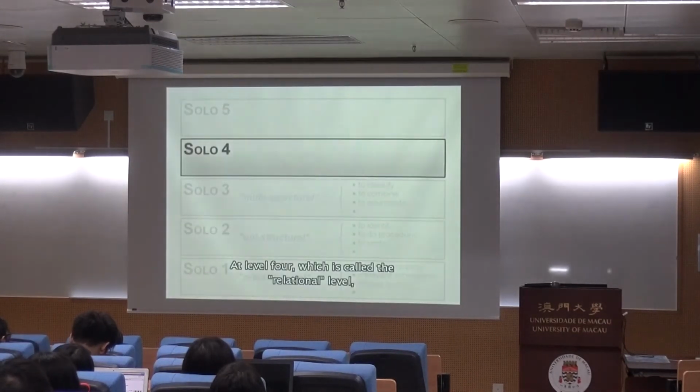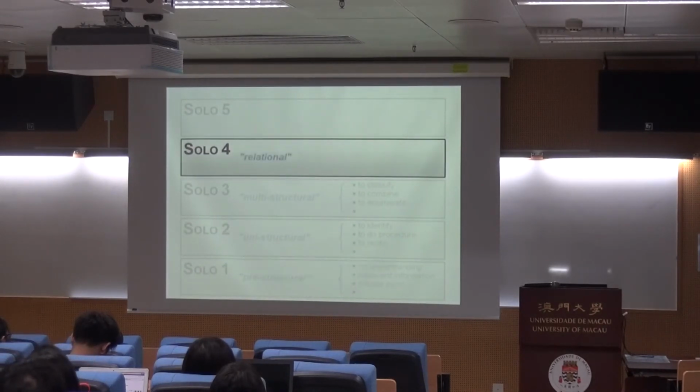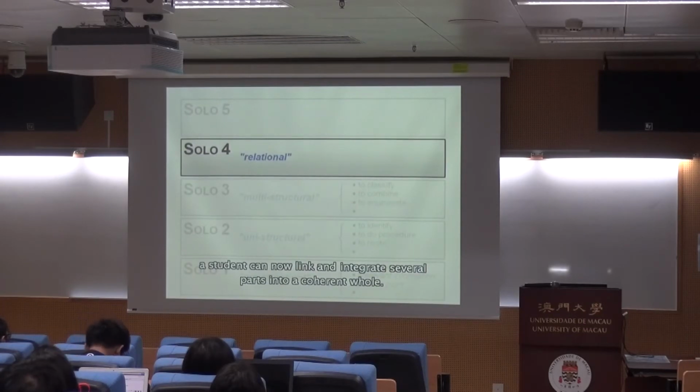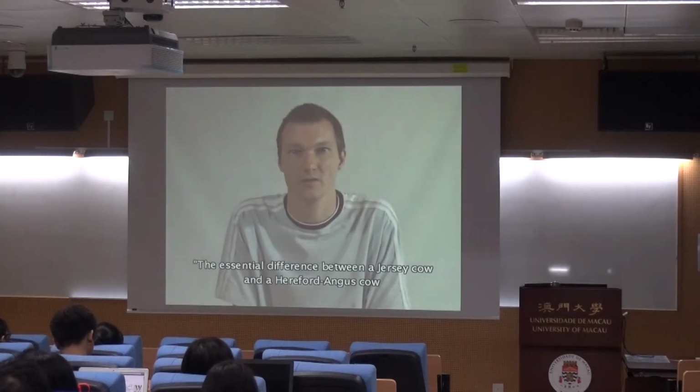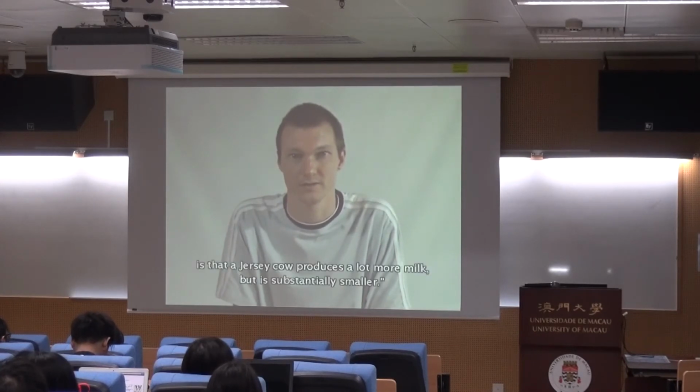At level 4, which is called the relational level, a student can now link and integrate several parts into a coherent whole. Details are linked to conclusion, and its meaning is understood. He has the ability to relate, to compare, to analyze, and so on. The essential difference between a Jersey cow and a Hereford Angus cow is that a Jersey cow produces a lot more milk, but is substantially smaller.